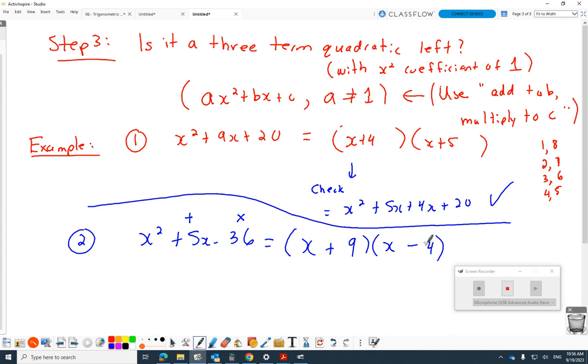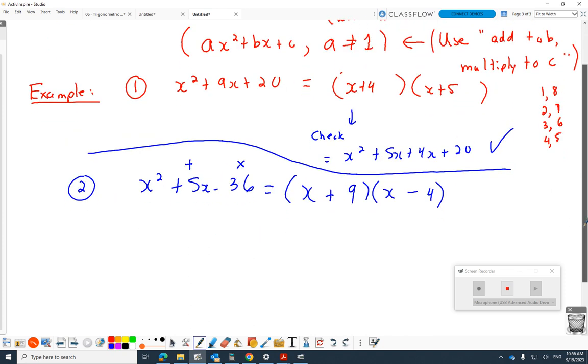And then you FOIL it out. You go, okay, x squared plus 9x minus 4x minus 36. Like, check it. Don't write down the wrong one, because it's easy to get the wrong numbers. FOIL it at least in your head to make sure that these are the right numbers. Any questions on that?